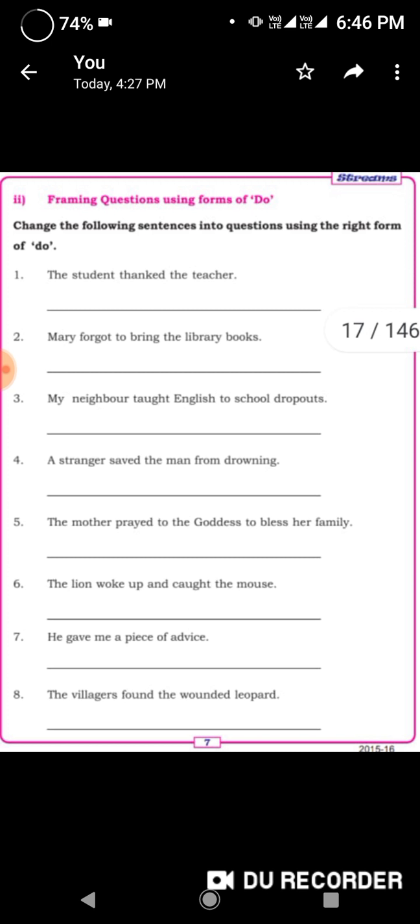Let me give another example. Children like ice cream. Here, the main verb like is in the present tense and the subject is children, which is the plural of child. So, the question to be framed is, do children like ice cream?